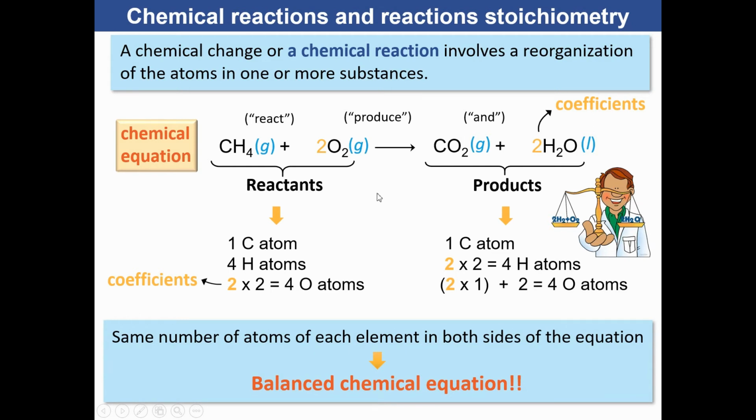If we track both sides, we just tracked the oxygen atoms. If you look at the carbon atoms, on the left-hand side we have 1 carbon, and on the right-hand side we have 1 carbon as well. To track hydrogen, we have 4 here, and on the other side we have 2 hydrogen multiplied by the coefficient 2, so 2 multiplied by 2 equals 4. So this has the same number of atoms of each element on both sides. So we can say this is a balanced chemical equation.